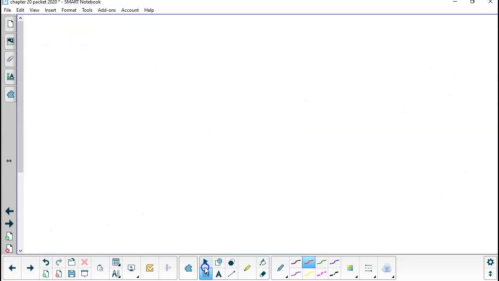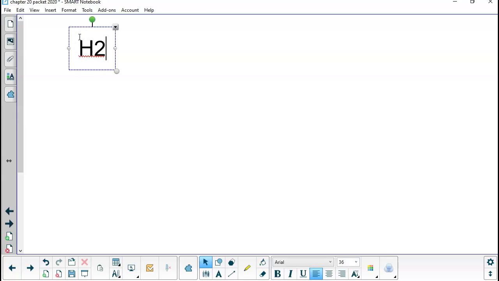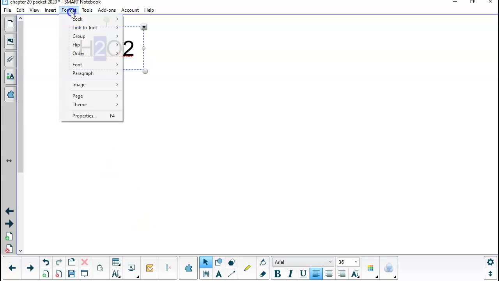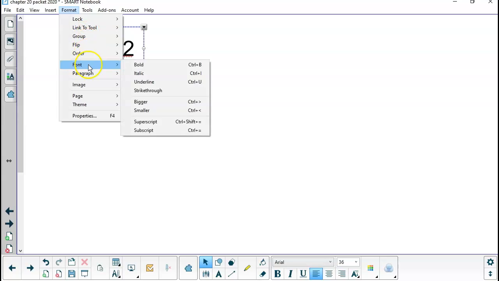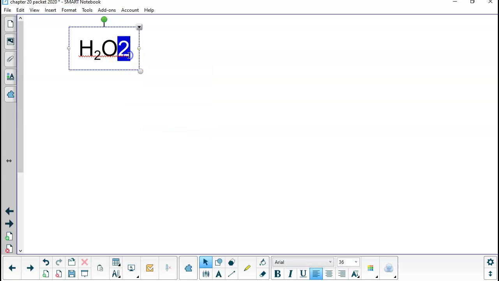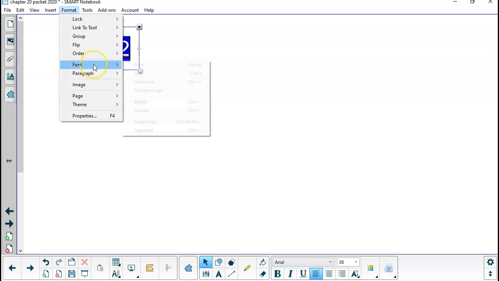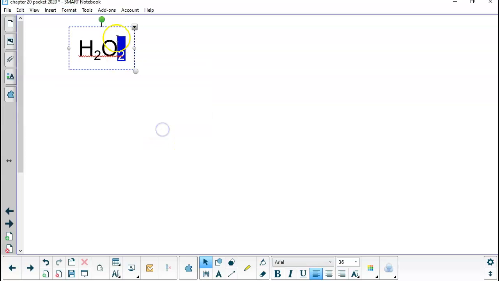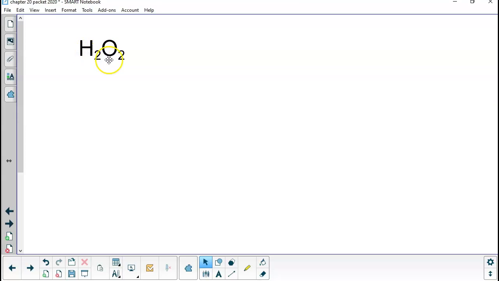H2O2. And the numbers are actually called subscripts right there. So sub, kind of like a submarine. They kind of hang out low and down, just like a submarine hangs out below the water. Okay, so H2O2 looks like that. And the real name for this is actually hydrogen peroxide, but we don't have to know that.